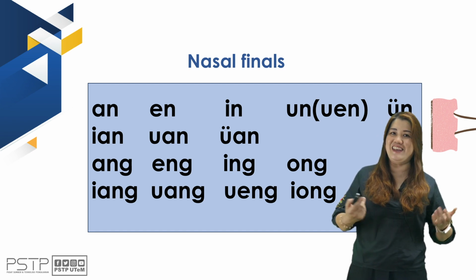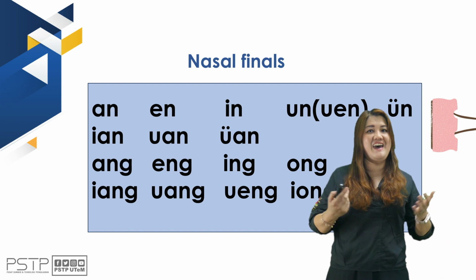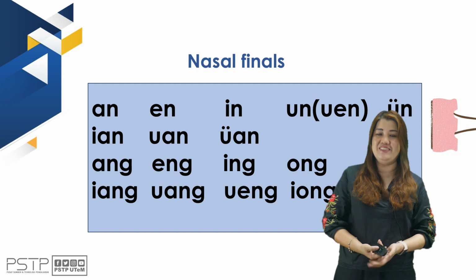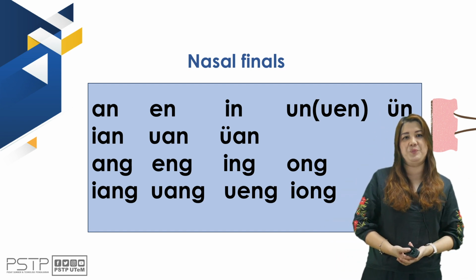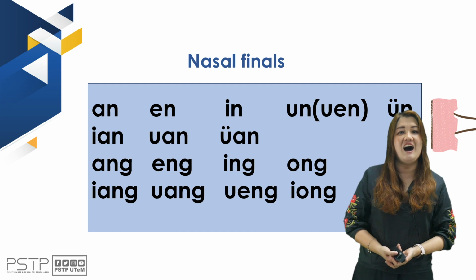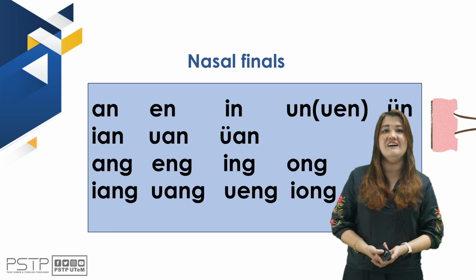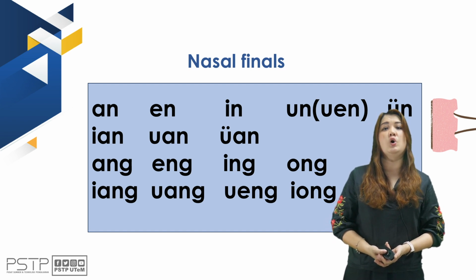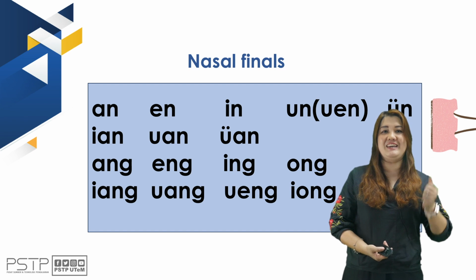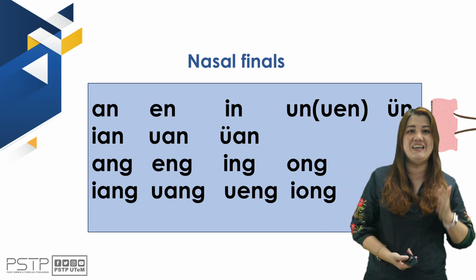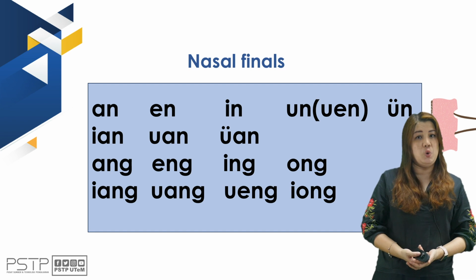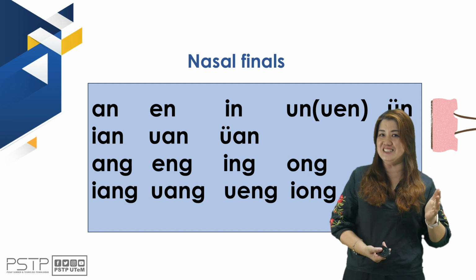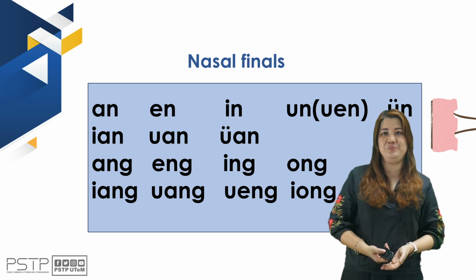Next, uin. Second line: ian, uan, and üan sound. The third line is ang, eng, ing, and ong. The fourth line is iang, uang, ueng, and the last one is iong sound.